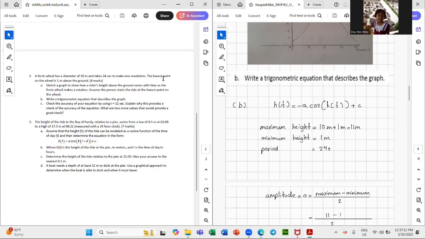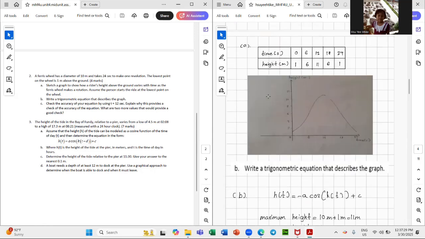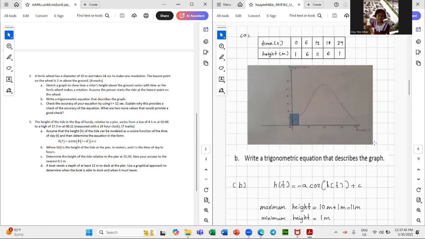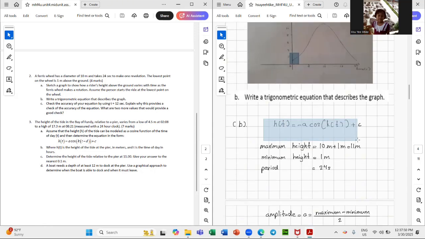B. Write a trigonometric equation that describes the graph. By looking at the graph, we can tell that this is a cosine function, but the graph starts with a minimum point. So the graph must have been reflected in the x-axis. So the equation is h of t equals negative a cosine k times t plus c.